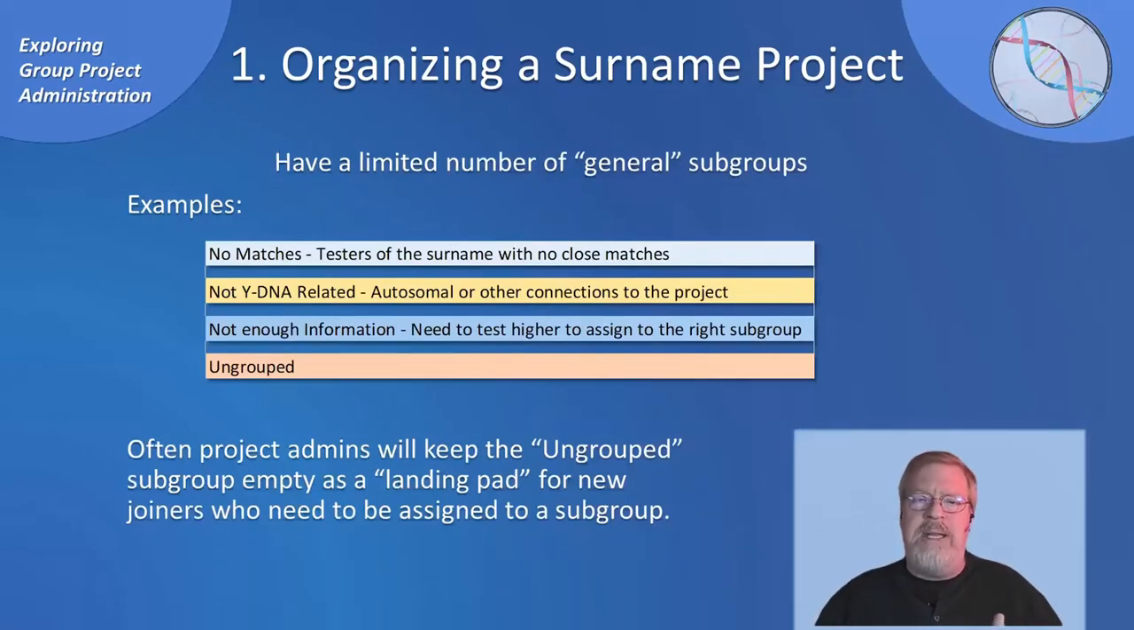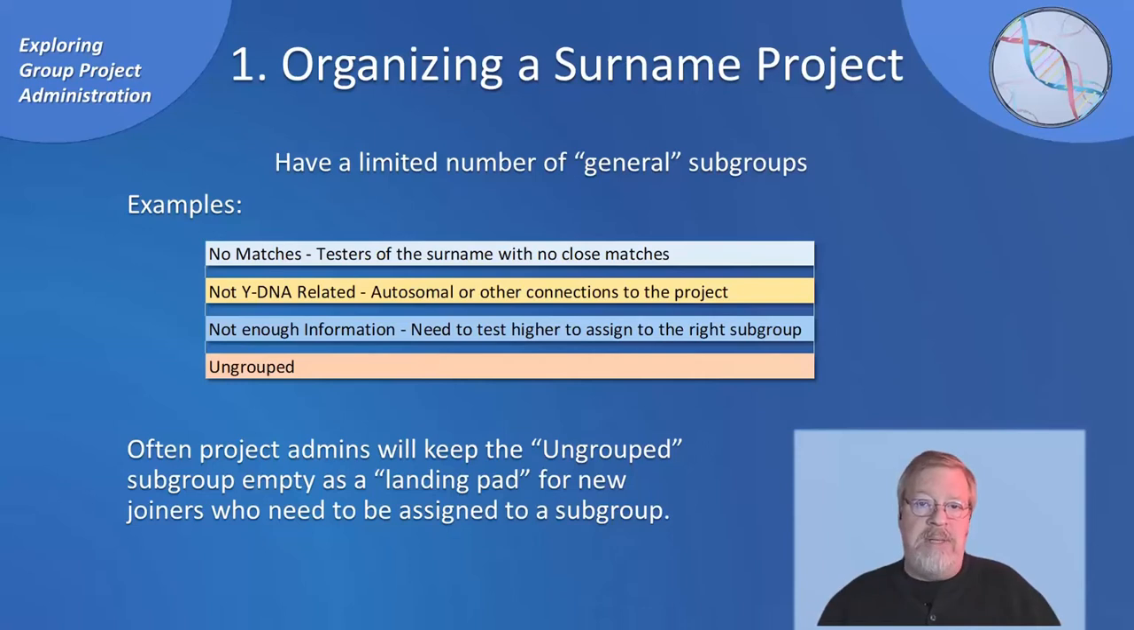So I usually recommend having a limited number of general categories. Now, everybody gets the ungrouped, right? That's where all of your initial testers who join the project land. They fall into ungrouped. And what I said at the bottom here is a lot of project admins like to keep the ungrouped category empty so that when a new joiner comes in, because if they've turned on automatic joining, those people will show up automatically and the admin gets an email, but they don't know that they've come in otherwise. But if you look there, you'll see people that you haven't categorized yet and you haven't moved out.